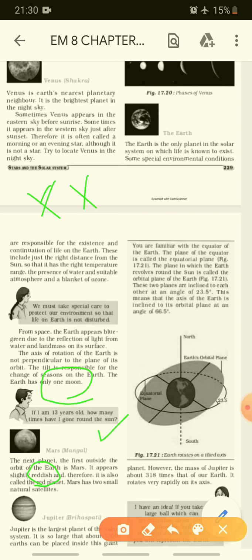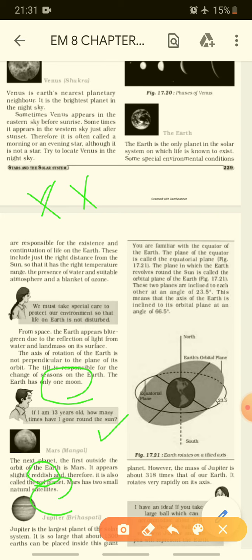Mars has two natural satellites. Yes, Mars does not have a moon, but it has two natural satellites. First point is it is the first planet outside the orbit of the earth. Second is it appears slightly reddish, so it is known as the red planet, and it has two natural satellites.